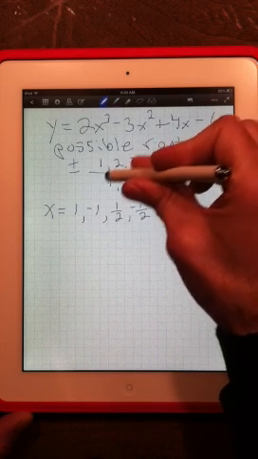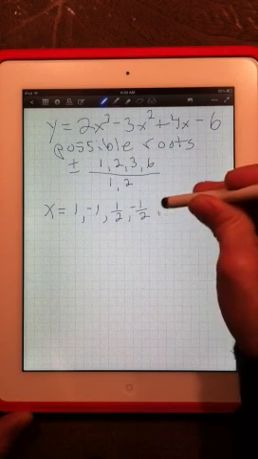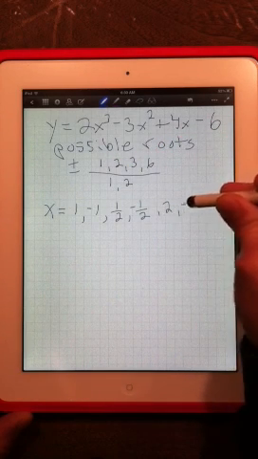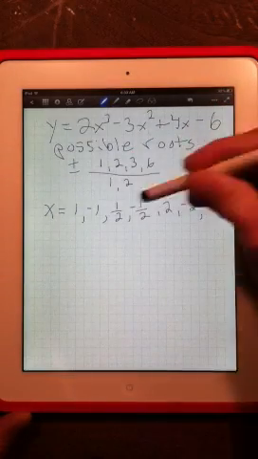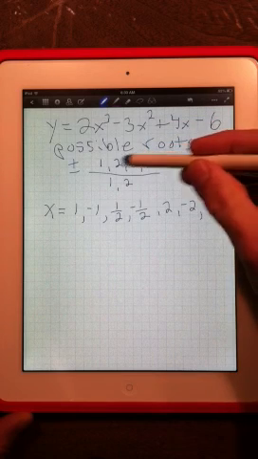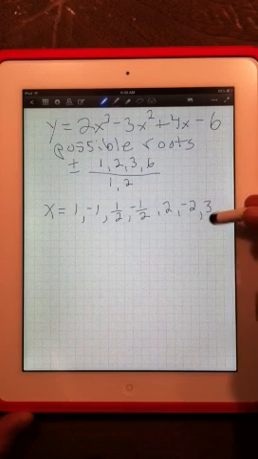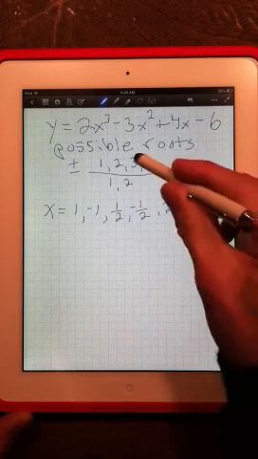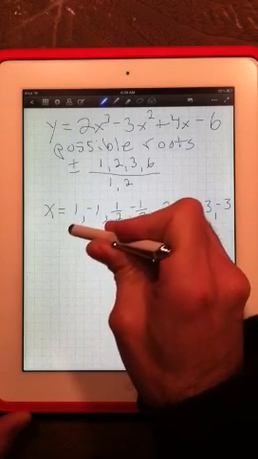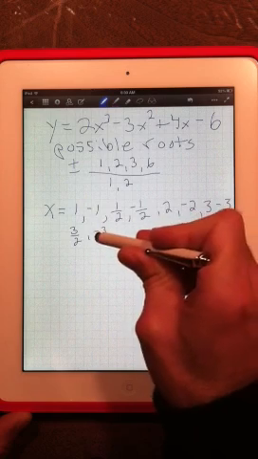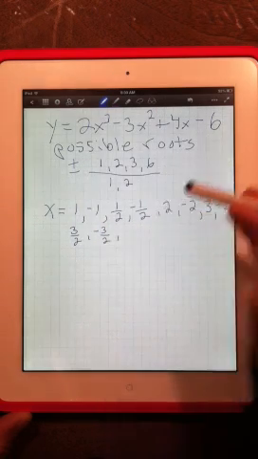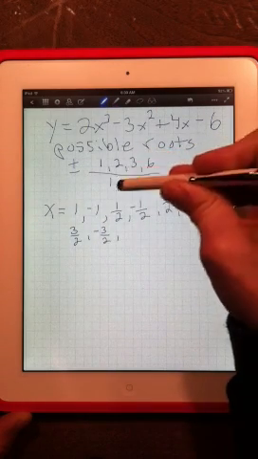Move over to 2 over 1, plus or minus. Now 2 over 2 is 1, so I've got that covered. So sometimes there are repeats. 3 over 1, or negative 3. 3 over 2, or negative. You could write that as 1.5 or negative 1.5. That doesn't matter much.